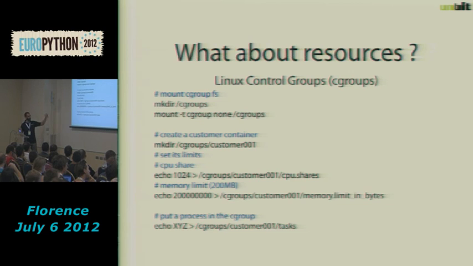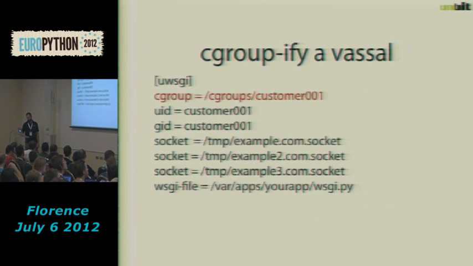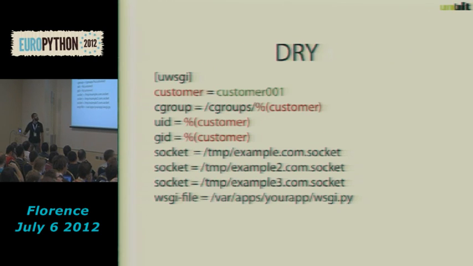You don't need to run all of these commands, but you can simply set in your Vassal config in which cgroup you want your app to be run.